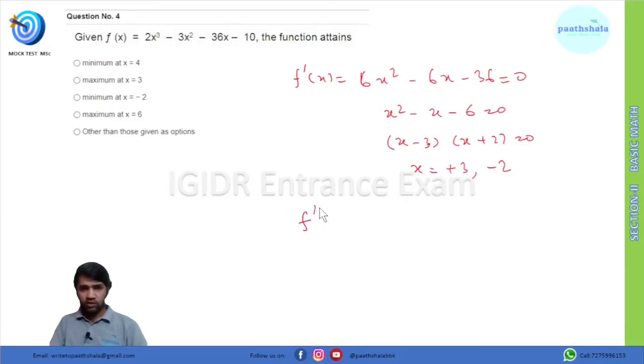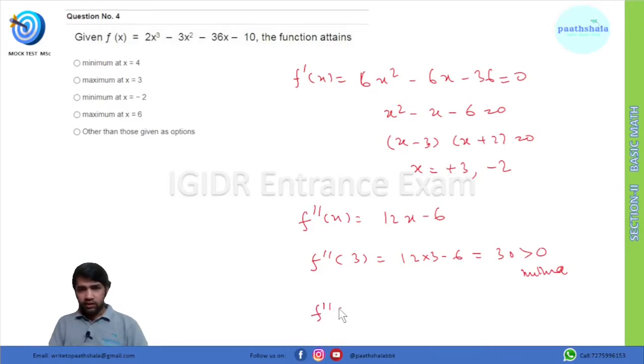So now find out the second derivative. The second derivative will come out to be 12x minus 6. Now check this double derivative at 3. So this will be 12 into 3 minus 6, that is 30, which is greater than 0. So this will be a minima.